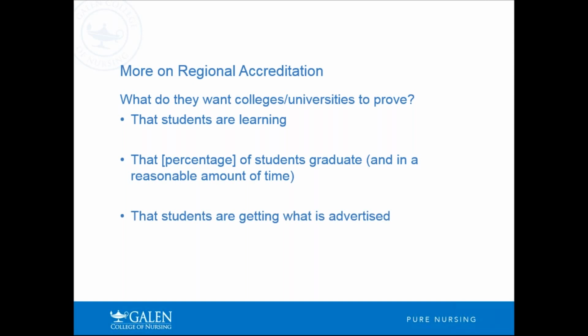We have to show, for example, that a certain percentage of students graduate and in what time frame. It's pretty typical that four-year schools will report their six-year graduation rate. That 150% time frame is a pretty standard metric that the department uses. And in some cases, they might want a specific percentage of students to be able to graduate in that time frame.